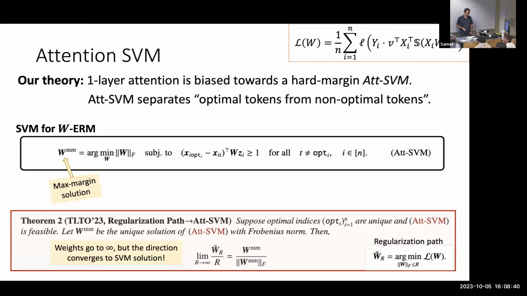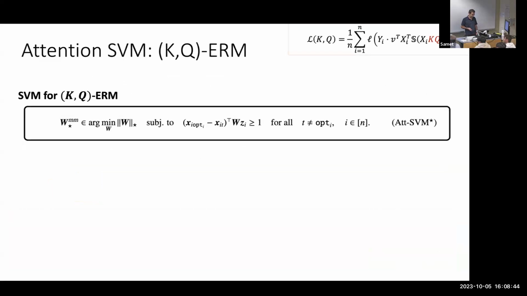Okay. Yeah, so basically weights go to infinity, direction converges. So next up, you can essentially apply a similar idea to the KQ parameterization, okay? So basically, if I was solving attention with K factors and Q factors rather than merging them together, then because this low rank factorization has nuclear norm bias, right? You would essentially get this nuclear norm constraint form.